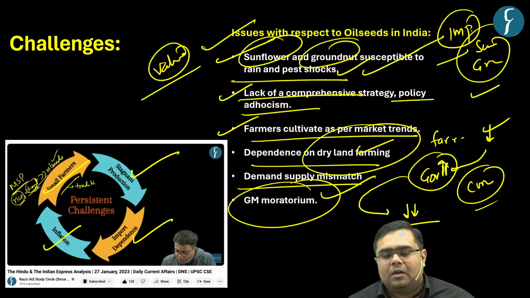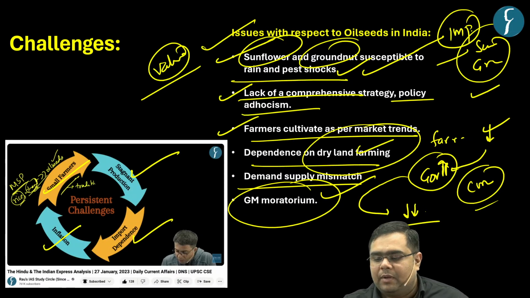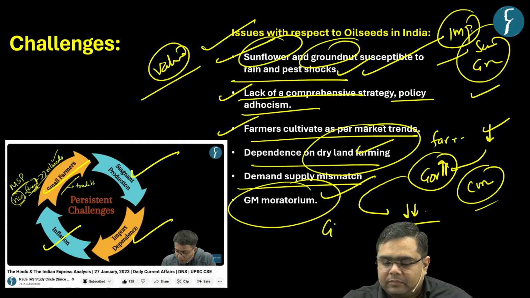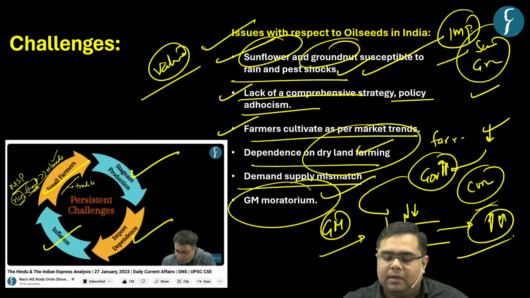Another issue, which we had covered, is that of genetically modified crops. Mostly the western countries, which are considered self sufficient in the arena of oil dependency, have not put a moratorium on the usage of genetically modified crops. But India, because we have put a moratorium on GM crops, this leads to what? Reduced production, and subsequently we have to import palm oil, right?